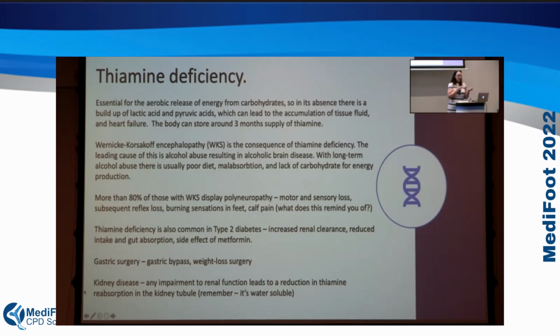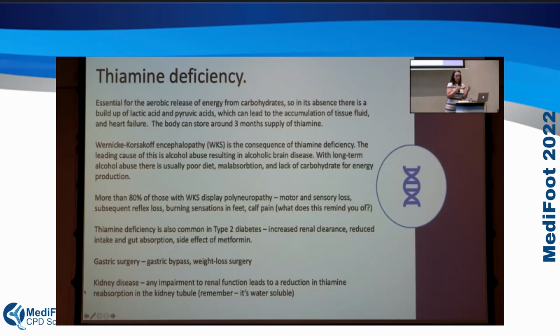So we know that more than 80% of people with Wernicke-Korsakoff syndrome have a polyneuropathy. And what that means is it affects the motor, sensory, and autonomic systems, all of them. So nothing escapes, everything is affected. And usually, once it's gone, it's gone. So once you've got Wernicke-Korsakoff syndrome, it's very difficult to get that function back.